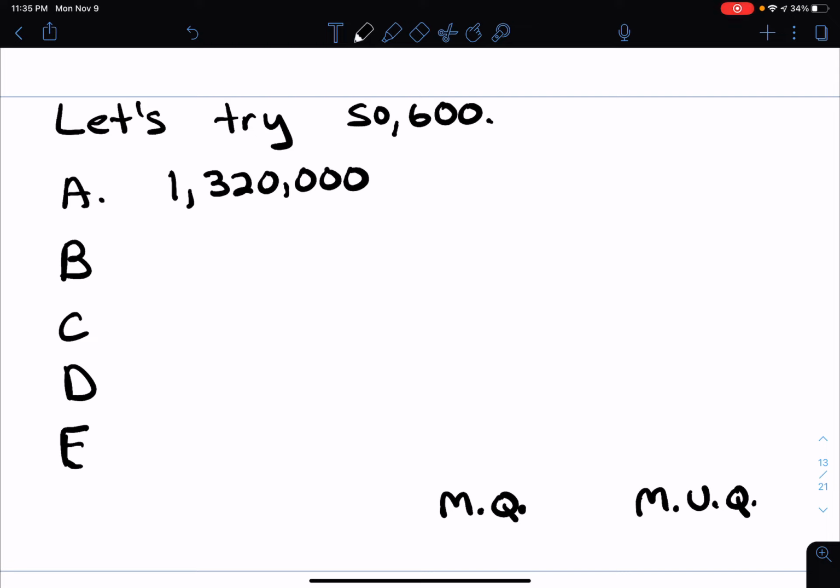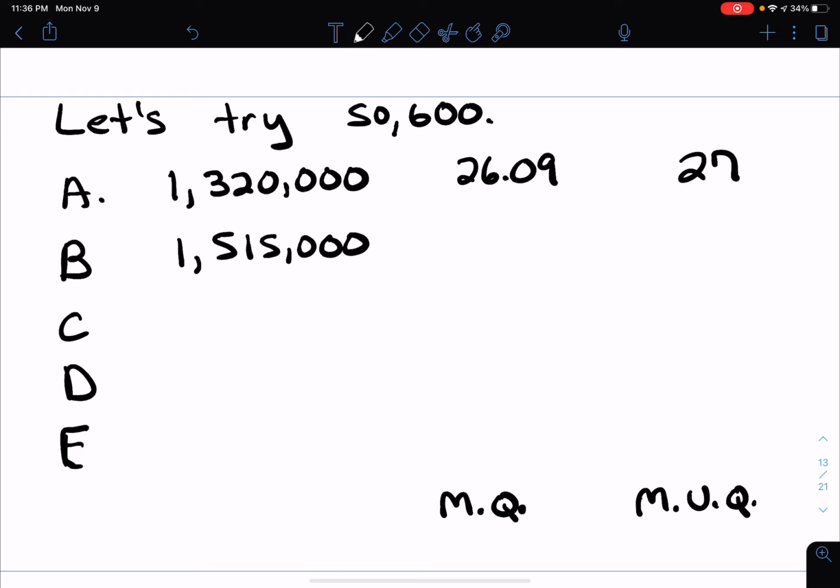So if we do 1,320,000, it's so easy to accidentally mistype and not put enough zeros in, so be careful. I almost did that just now and I caught myself. I get 26.09, which will bump up to 27. All right, for 1,515,000, do that. Divide by 50,600. I get 29.94, which bumps up to 30.